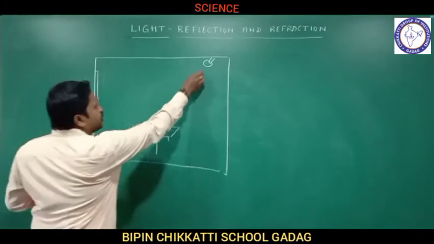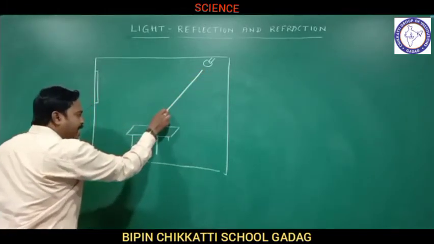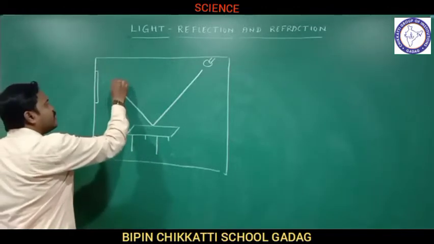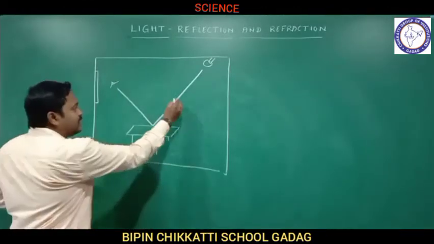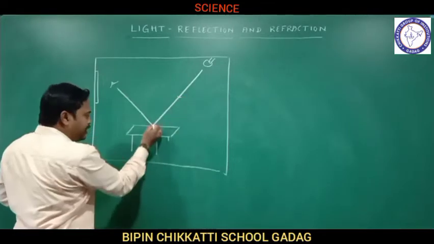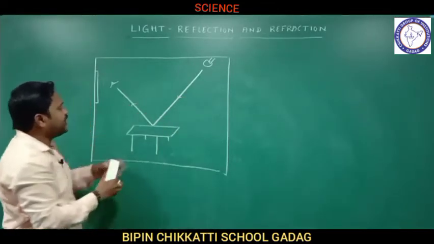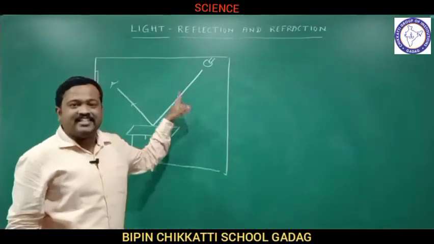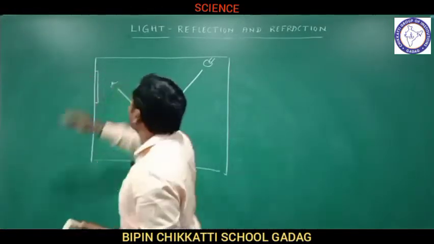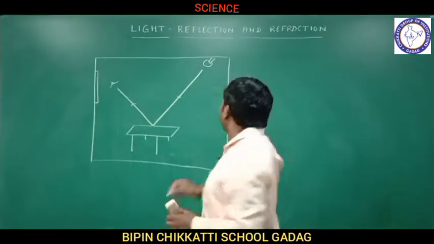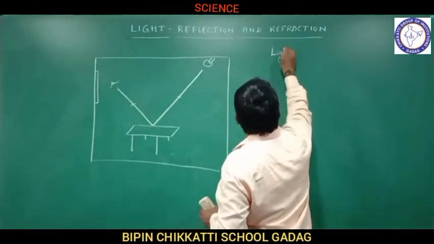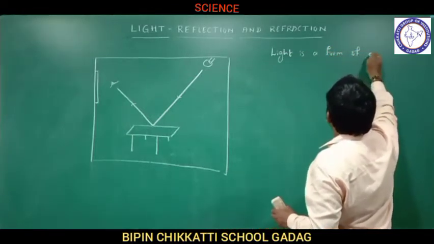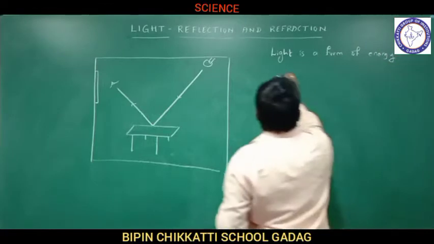There is an energy which comes from the bulb and strikes the table, and if you are seeing from here, you can see it. The energy which is coming from the bulb strikes the table, and after striking, it reaches your eyes and you can see the table. And what is this energy? This energy is called light. Okay, what is light? Light is a form of energy.